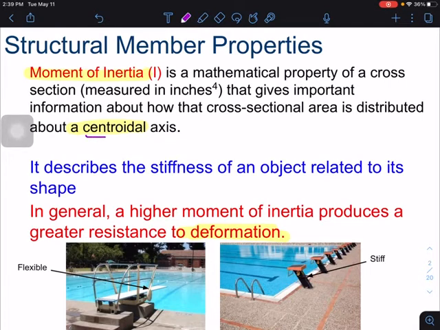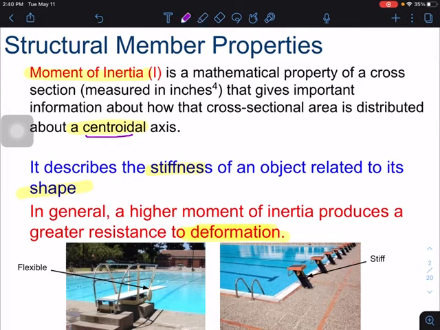You'll notice the key word here, centroid. We've been talking about the centroid as the center of mass for a shape. So the moment of inertia is a math calculation that will show us how the forces are aligned along the cross-sectional area distributed to that centroidal axis. Okay, it describes the stiffness of an object related to its shape. And in general, higher moment of inertia produces a greater resistance to, the word here is deformation.